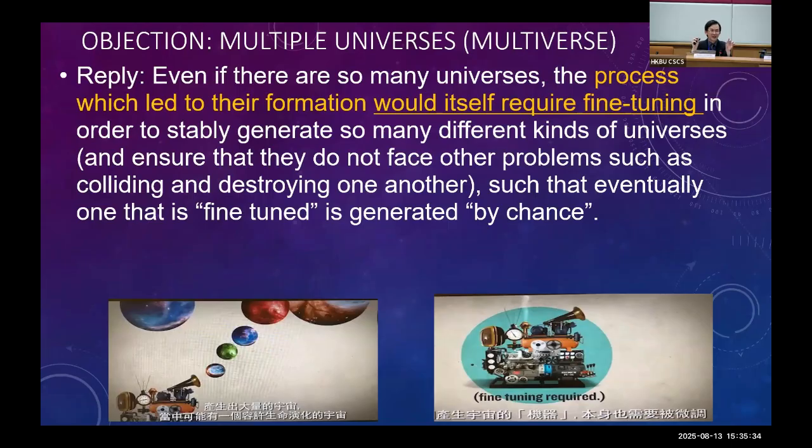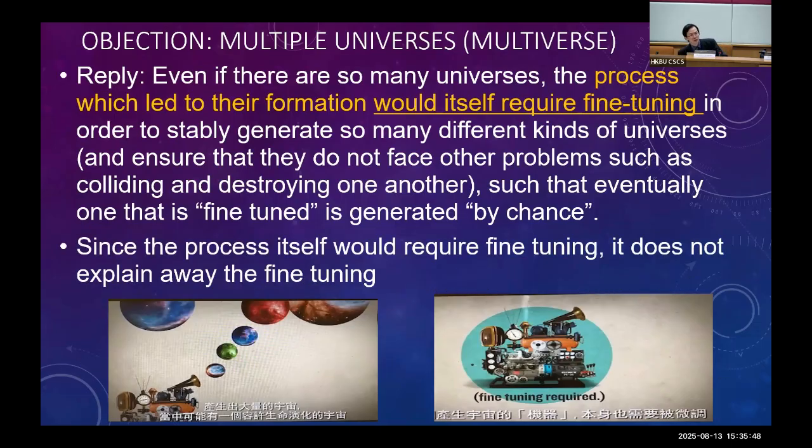So a lot of conditions need to be exactly right in order for a universe that is so fine-tuned to be generated by so-called chance, right? So this hypothesis doesn't explain away fine-tuning. It will require fine-tuning, okay? And so it's a useless hypothesis. It doesn't rebut the teleological arguments. All right, so that's all for chance.